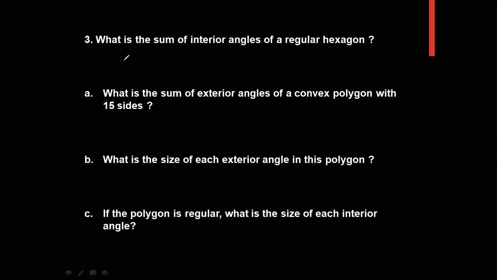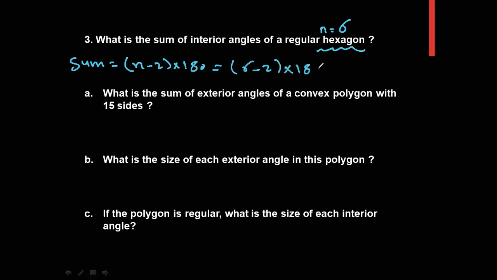In this question, I want to find the sum of the interior angles of a regular hexagon. We know that the hexagon has 6 sides. The number of sides equals 6. We'll use the rule: the sum of the interior angles of any polygon equals n minus 2 times 180. And here it's 6 minus 2 times 180 equals 720 degrees, and this is my answer.